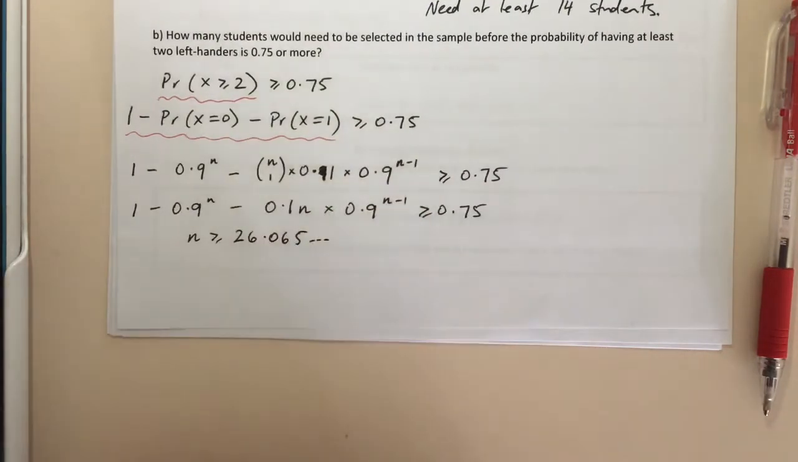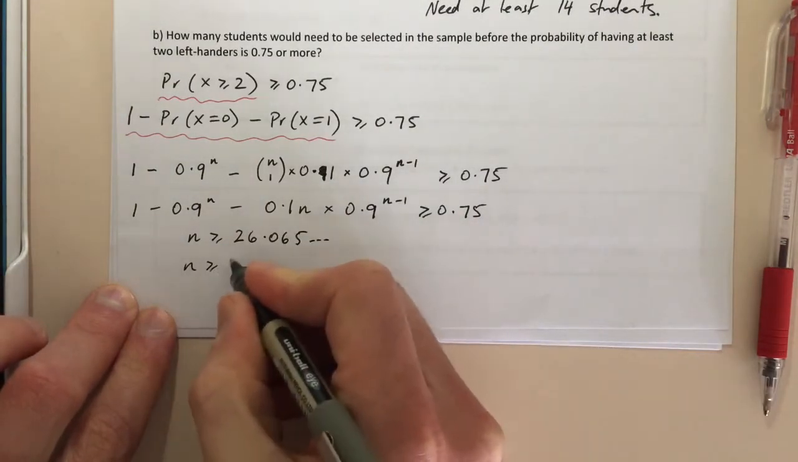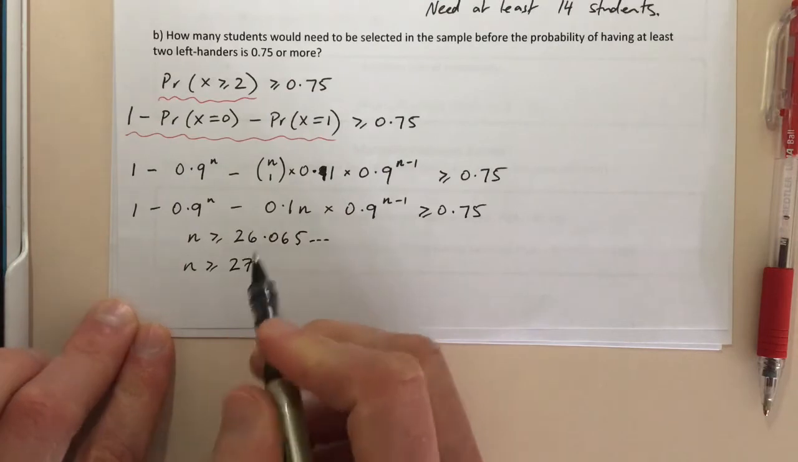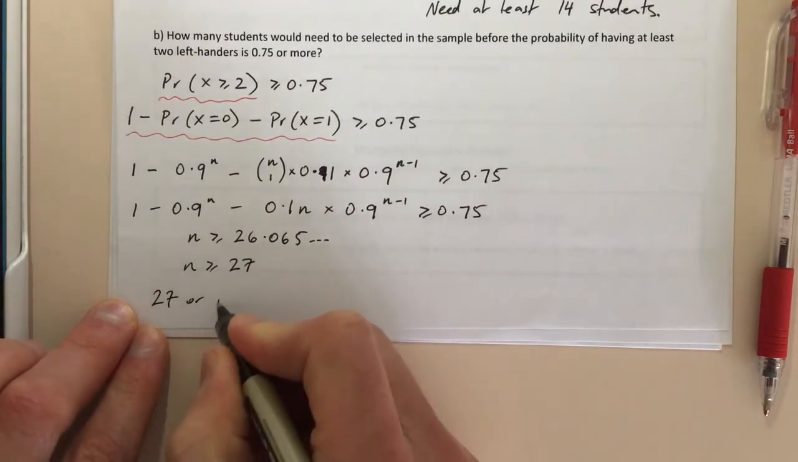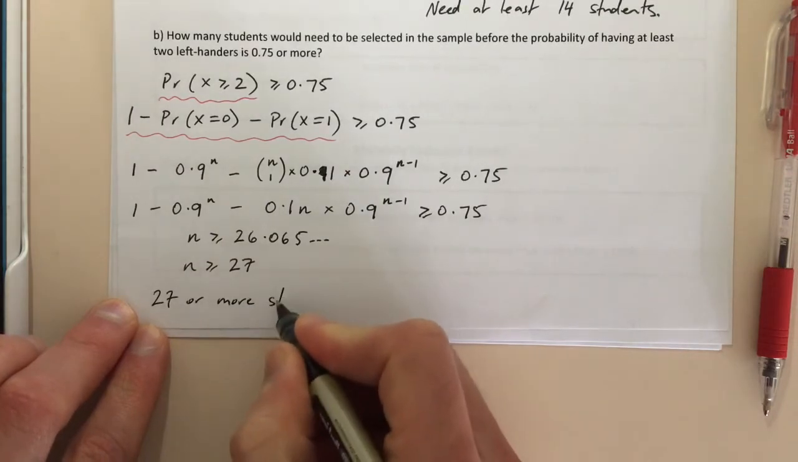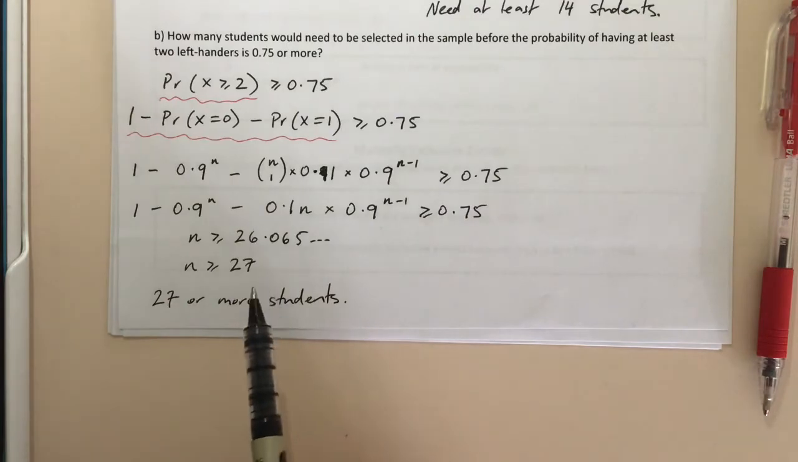26.065. And again, like in part A, this actually means that as a whole number, n needs to be 27 or more in order to make sure the probability is above 0.75. So we would need 27 or more students in our sample before we can be sure that the probability there's 2 or more left-handers is greater than 0.75.